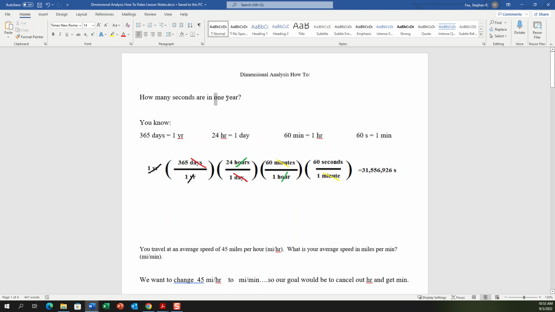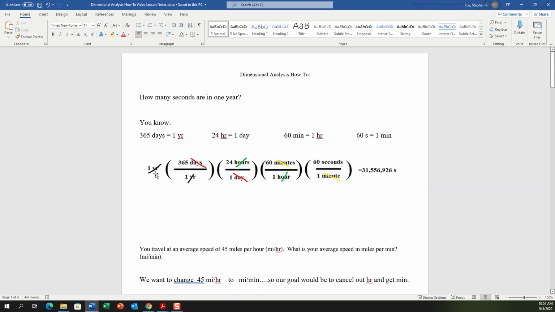Okay. So 1 year is what I have, but I want to know seconds. The way dimensional analysis always works is: take the thing that you have, 1 year, put it at the start, and then start using ratios that come from equalities to cancel out the units that you want to cancel out and get to the units that you want.